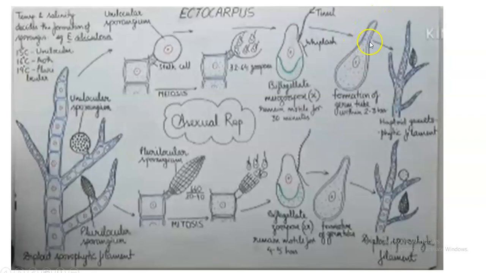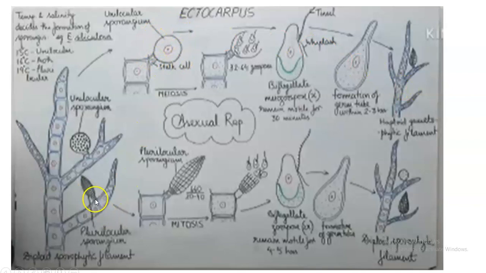Now, after germination, it will release a germ tube, and this germ tube will finally mature into a haploid gametophytic filament. This is the gametophytic generation. You can see the gametangium. From this gametangium, it will release gametes that we will see as part of sexual reproduction. So this is the development and release of spores from unilocular sporangia.